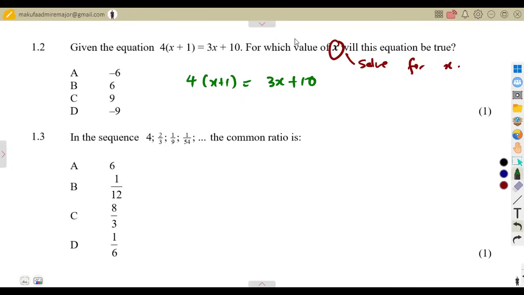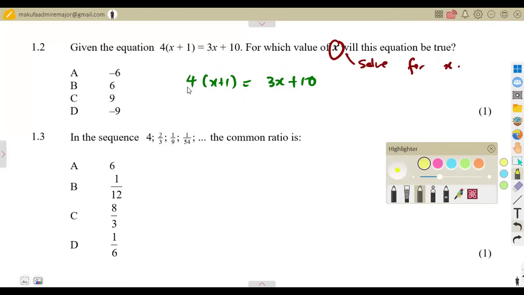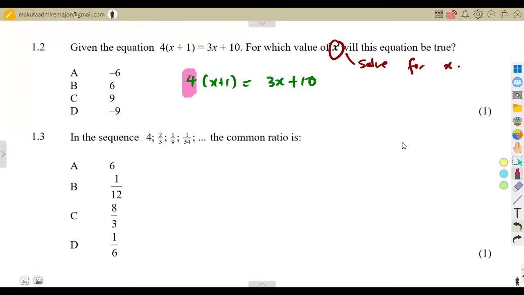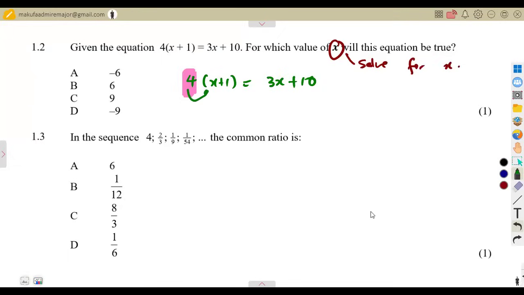Expand the brackets. So you are going to expand the brackets. With the 4 that is outside of the bracket, that number is affecting our bracket, so you multiply everything inside of the bracket. Distribute by 4. 4 times x gives us 4x. 4 times 1 is a 4. So this is equal to 3x plus 10.